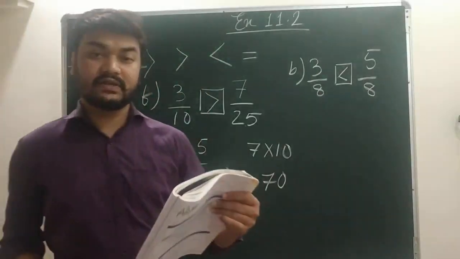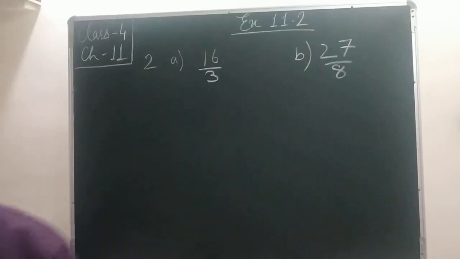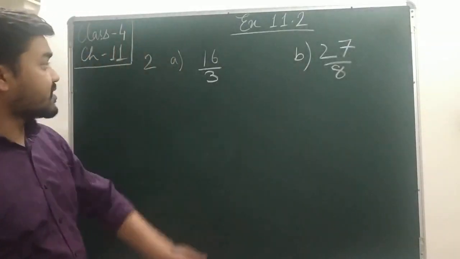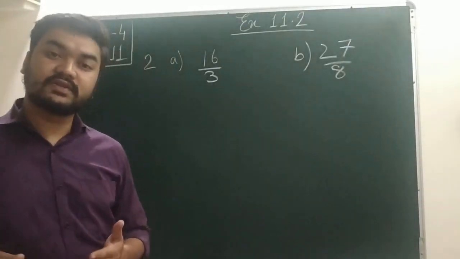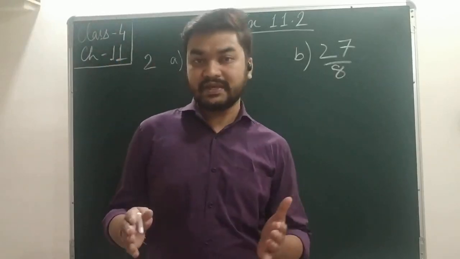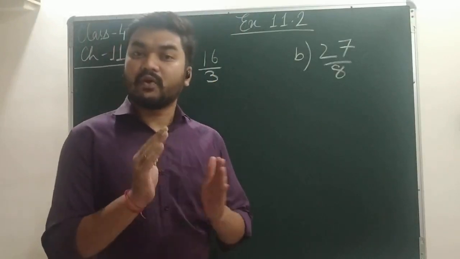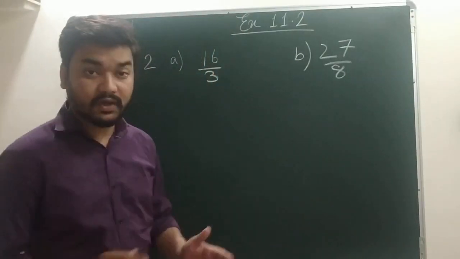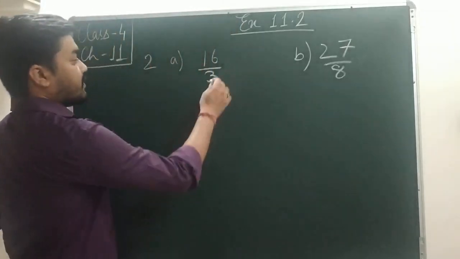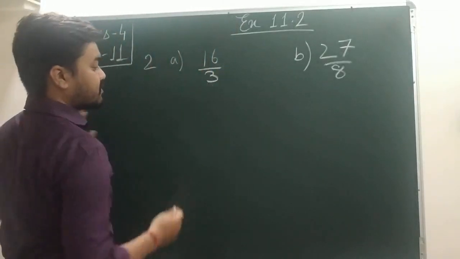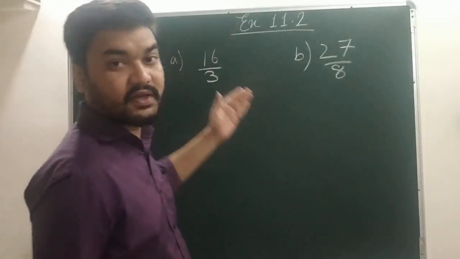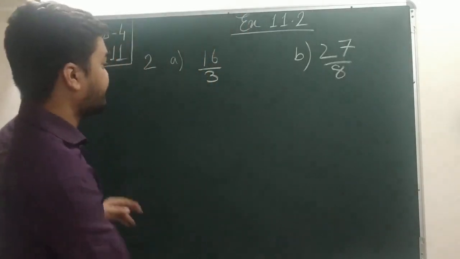Next, we will see question number 2. In question number 2, we have to change the improper fraction into mixed fraction. Now what is mixed fraction? Mixed fraction is a combination of a whole number and a fractional number. So we shall start. We have to change this improper fraction into mixed fraction.